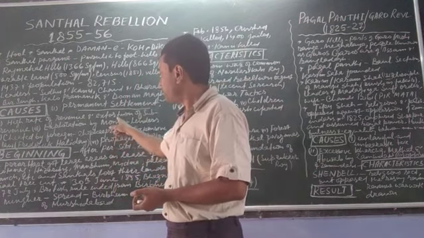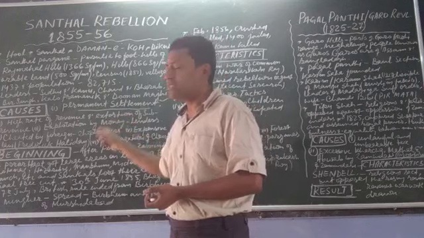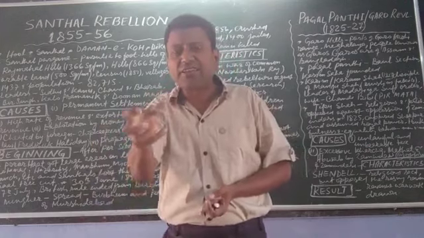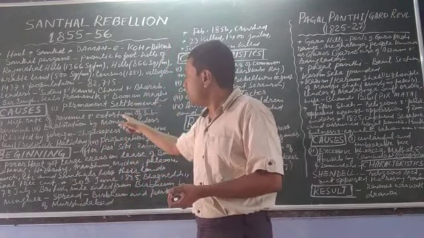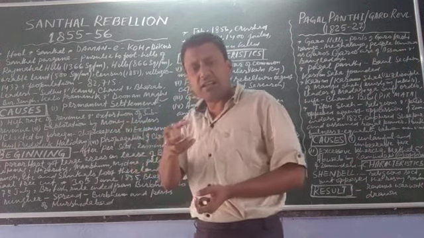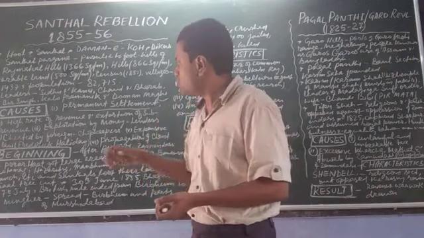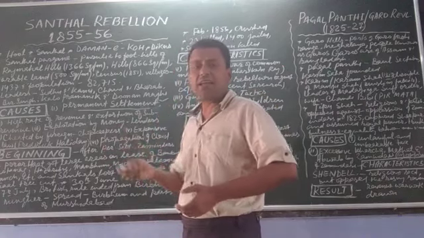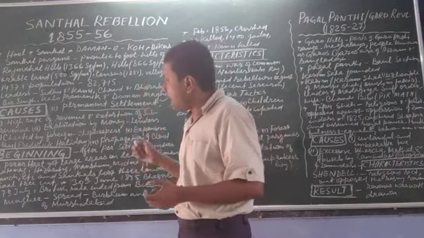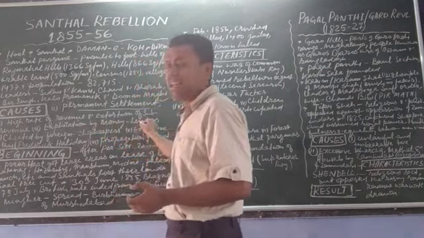And another thing, the extortion. Sub-zamindars also extracted the sub-revenues from the simple-minded Santhals. So, as a result, they had raised the standard of the revolt. Afterwards, number 3, if you go to see, exploitation by the money lenders.